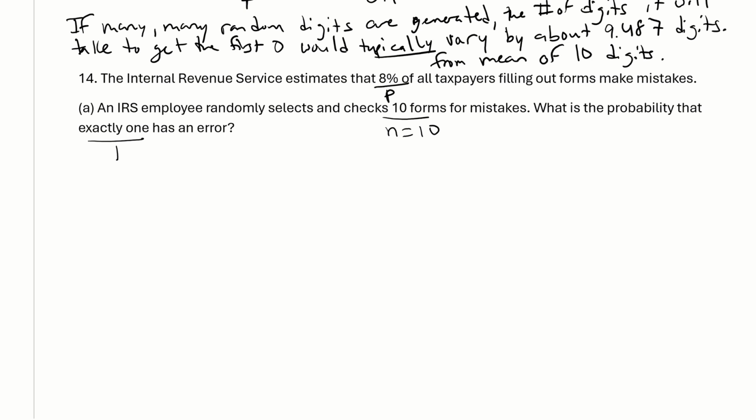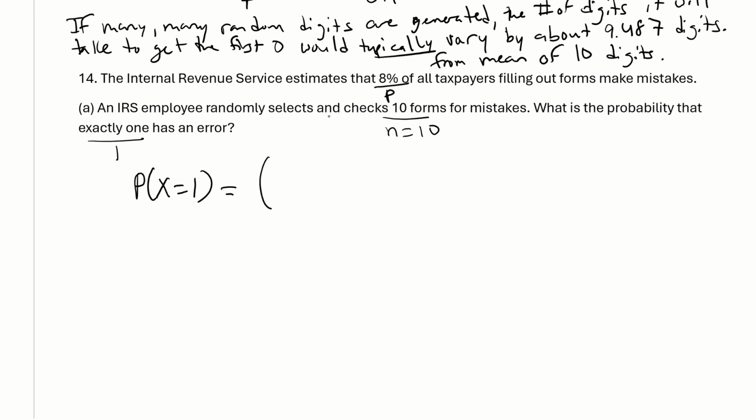So this is a binomial distribution because you have satisfied BINS. Binary, success or failure: they make a mistake or they don't. Number of trials is fixed. Each person is independent. Probability of success is the same, 8%. All right, so the probability that x equals 1. We're going to do the formula and the calculator.